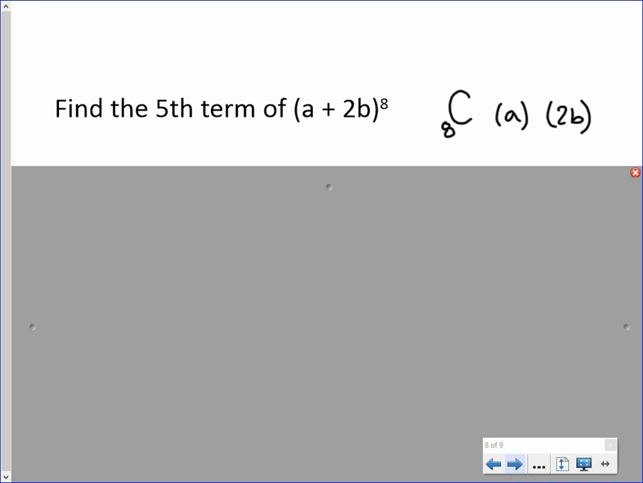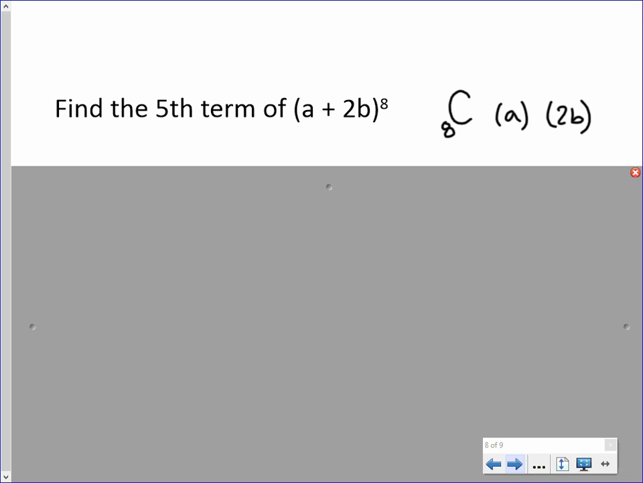Okay, let's regroup and share out some ideas. So there's a shortcut finding the 5th term as opposed to expanding the whole thing, right? I don't need the first, second, third, fourth. They just really want the fifth term. So what I would do is sort of think about each term in a binomial expansion.